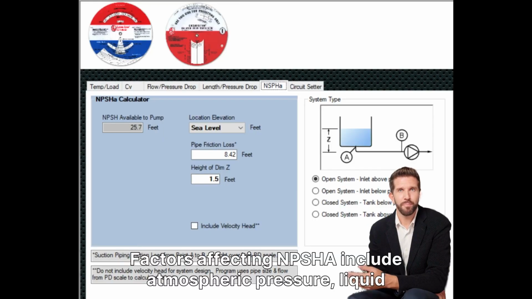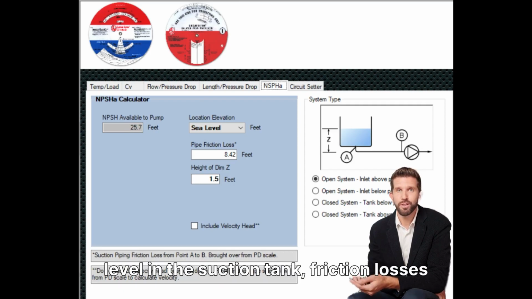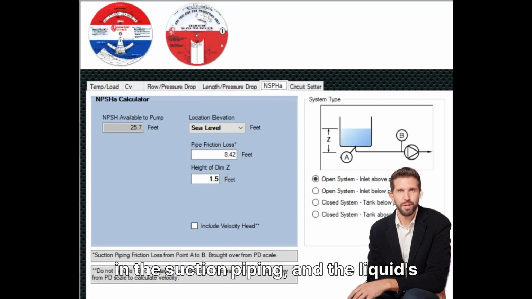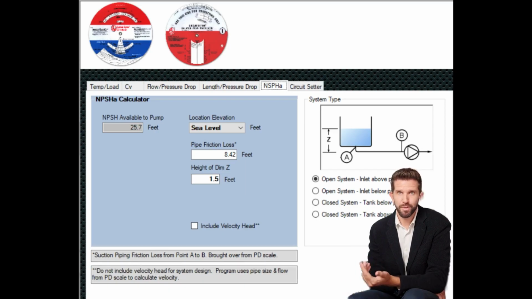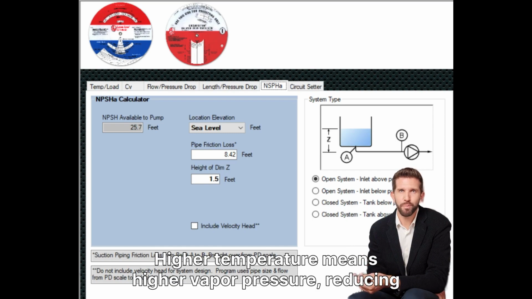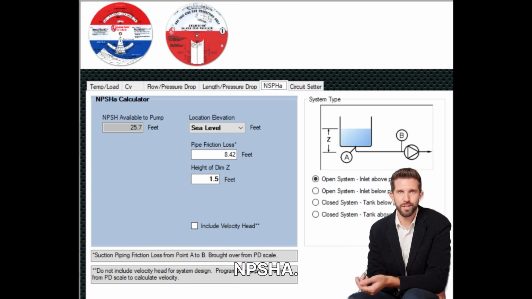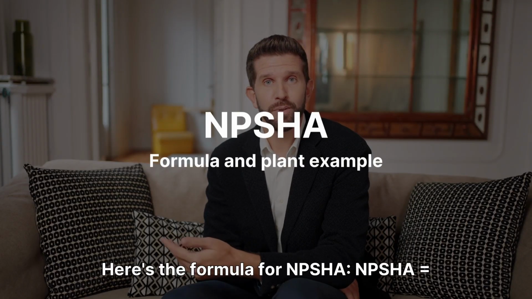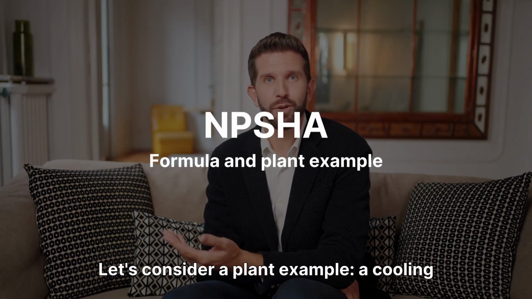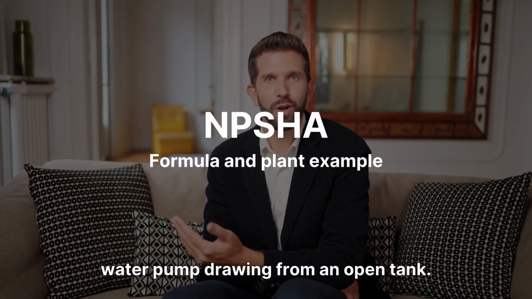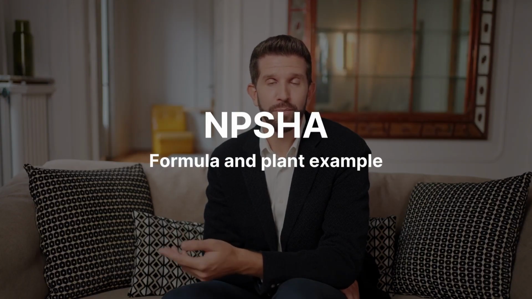Factors affecting NPSHA include atmospheric pressure, liquid level in the suction tank, friction losses in the suction piping, and the liquid's vapor pressure, which is temperature dependent. Higher temperature means higher vapor pressure, reducing NPSHA. Here's the formula for NPSHA. NPSHA equals plus. Let's consider a plant example: a cooling water pump drawing from an open tank.